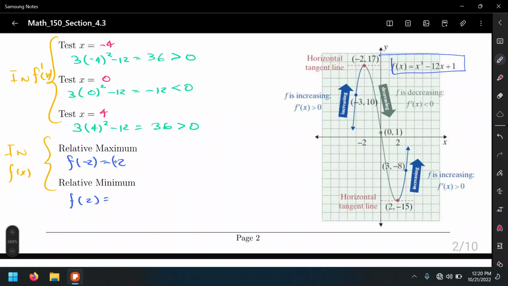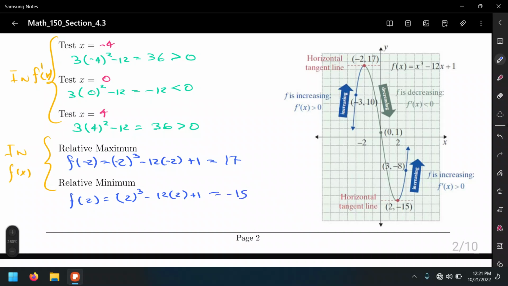So that's negative 2 cubed minus 12 times negative 2 plus 1. We have the information here from the graph instead of computing the numbers, so it's 17. And what about 2? That's 2 cubed minus 12 times 2 plus 1. So the y value corresponding to 2 equals negative 15.